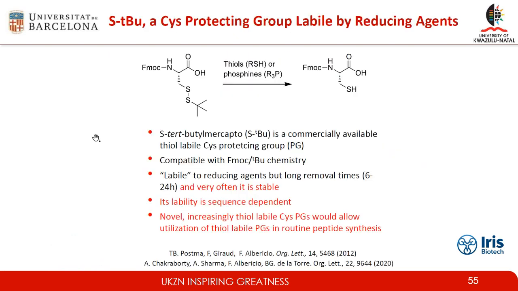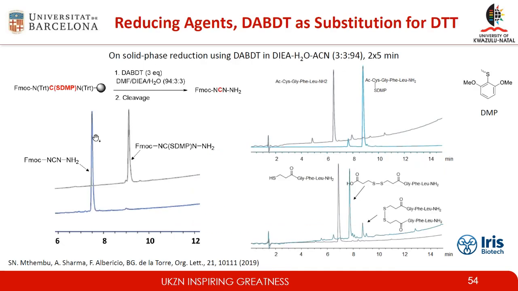Examples on the left of the screen: we have a model peptide with 2 asparagine trityl, very hindered, and the new reagent, DAP-DT, 3 equivalents in the presence of DMF, diisopropylethylamine and water. Water is very important. Again, in a few minutes we can remove both protecting groups. This protecting group, I will talk about later, is the DMP protecting group, the S-DMP.